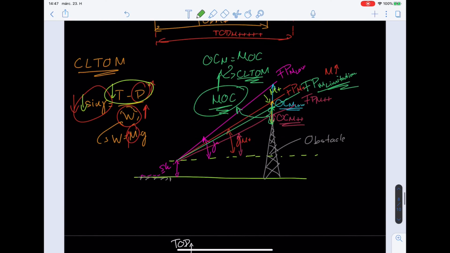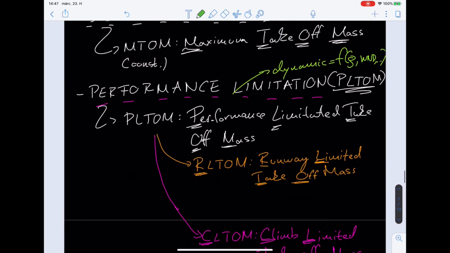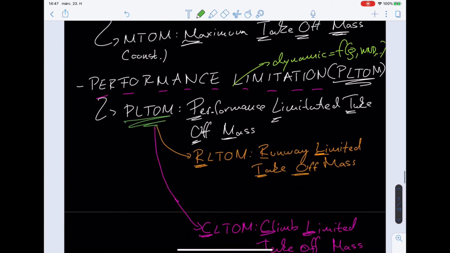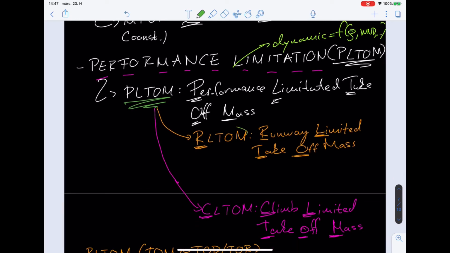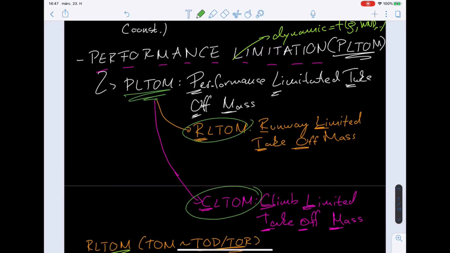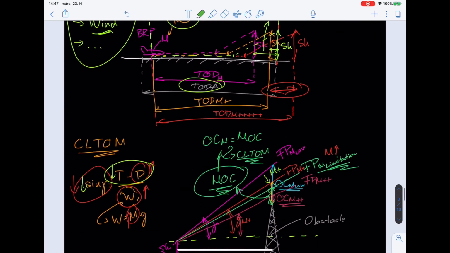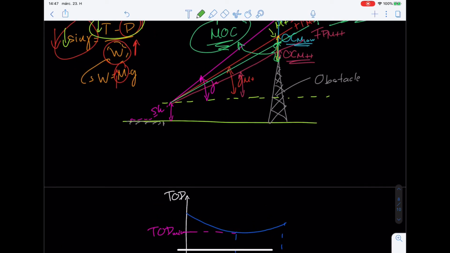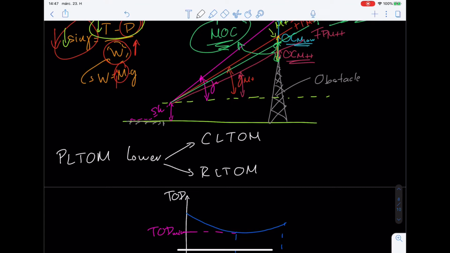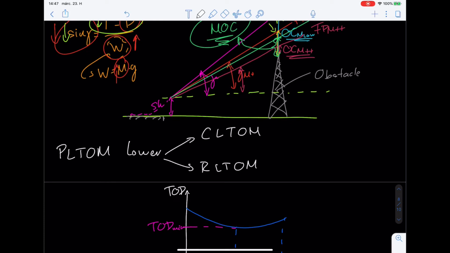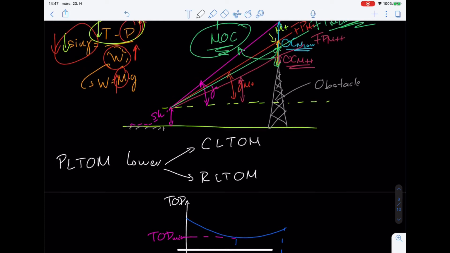Right. So one thing I still want to mention is that we said that this performance limited takeoff mass is made up of this runway limited takeoff mass and the climb limited takeoff mass. And the way it is made up of these two values is that the performance limited takeoff mass is the lower of the climb limited takeoff mass and the runway limited takeoff mass. And I think it makes sense if you think about it from a practical point of view, right?